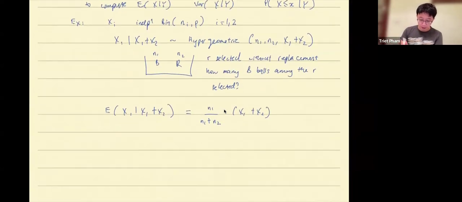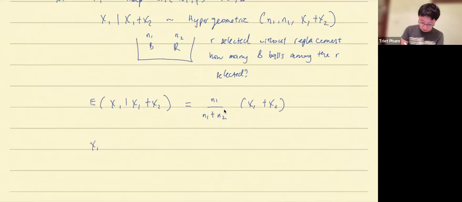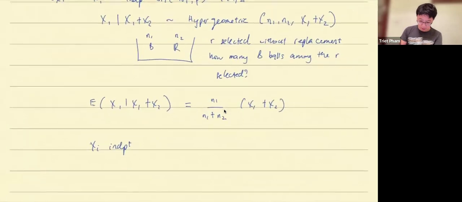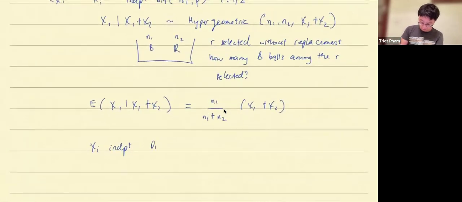Another example that we did last time was this: if you have X_i independent Poisson, then X1 conditioned on X1 plus X2 will be what?